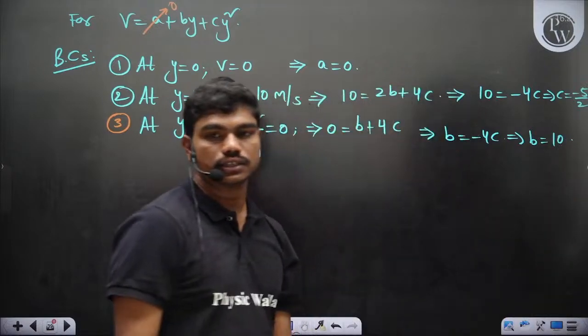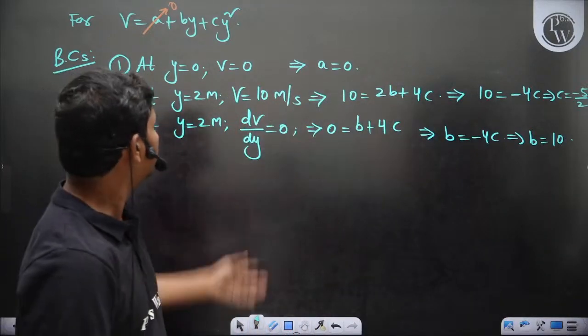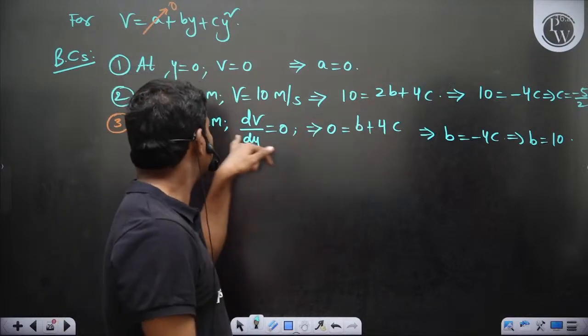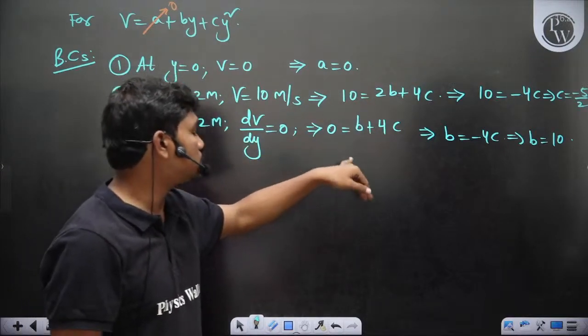These are the conditions we can solve. Just solve these linear equations once again. a equal to 0, obvious. 2b plus 4c is equal to 10. At y equal to 2, b plus 2cy, so 4c is equal to 0.